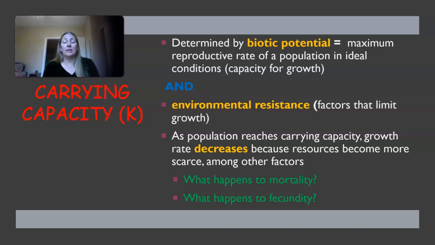So 2 questions to answer here. As a population is getting close to carrying capacity, what happens to the mortality or death rates in that population? Does mortality go up or down? Give me a second.